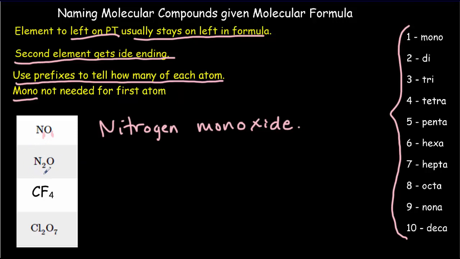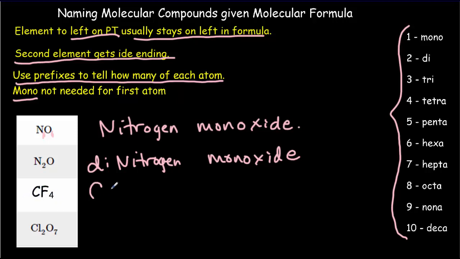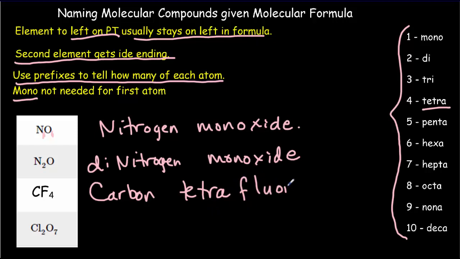But if we've got two of the first type of atom, then we've got to put in the di. Dinitrogen monoxide, because there's one oxygen. The third one here, we don't need to write the monocarbon, we just write carbon. There's 4 fluorines. 4 is tetra. And then we need the IDE ending on fluorine. So it's going to be carbon tetrafluoride.